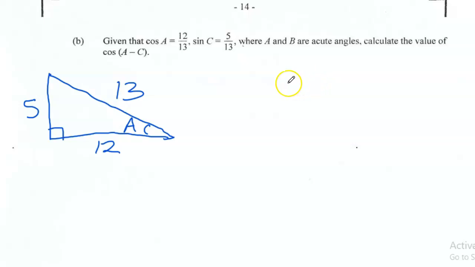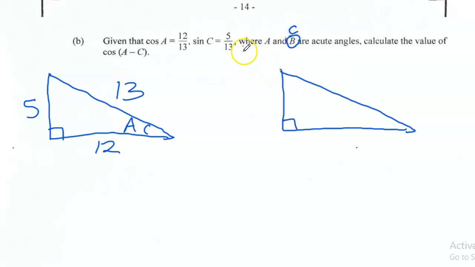Sin C. It seems an error was made on this paper. I don't see an angle B there. So sine C, this should be A and C, not A and B, I imagine some error was made. So 5/13 is sine C. For angle C, sine is opposite over hypotenuse. So opposite is 5, hypotenuse 13. Using Pythagoras theorem, the adjacent for this angle would be 12.